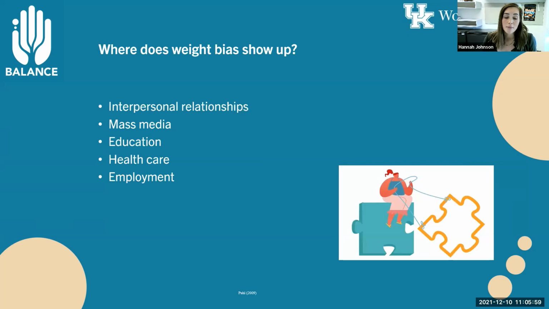Where does weight bias show up? I think it's important by the end of this, you'll realize that it shows up everywhere. So it shows up in our interpersonal relationships. So that can be with our friends. Unfortunately, it happens commonly with loved ones or with our family. It shows up in mass media constantly. So I'm going to give some examples of this as well. But we are bombarded by weight bias and weight stigma and discrimination constantly in our mass media. Unfortunately, it occurs in education. So not just what we teach, but how we teach as well. And then how we treat other people or students when we are teaching them.